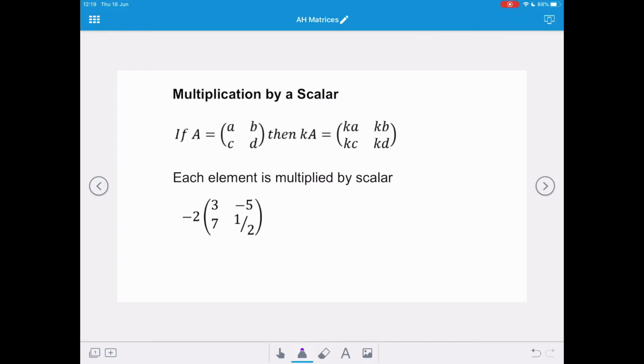So we have our -2 multiplied by our A11 element. So we're going to get -6. Then we're going to get -2 times -5. So we're going to get 10. -2 times 7 gives us a -14 in A21. And -2 times a half gives us a -1. And so our scalar matrix, when we're multiplying it by -2, is -6, 10, -14, -1.